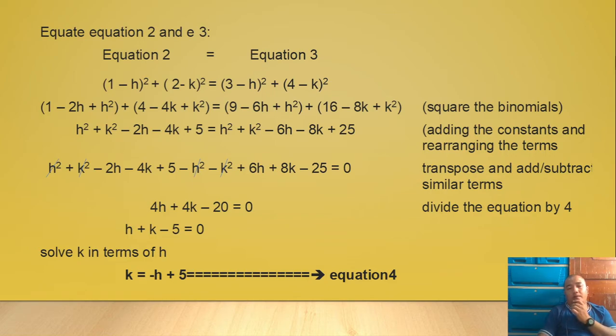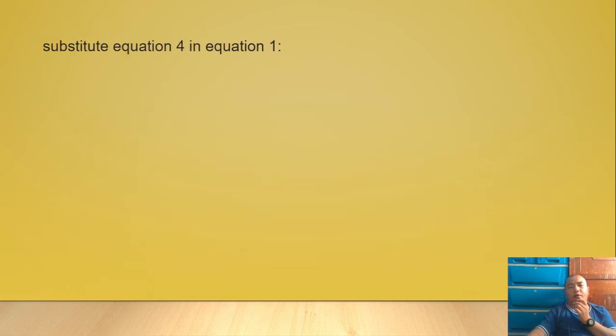Then, from this equation, let us now solve for k in terms of h, which is negative h plus 5, or 5 minus h, pwede rin yun. But if you want to solve for h in terms of k, pwede rin yun. H is equal to 5 minus k. Yan naman ang equation 4 natin. So whichever, k or h, solve mo yung k or h, pareho pa rin. That is our equation 4.